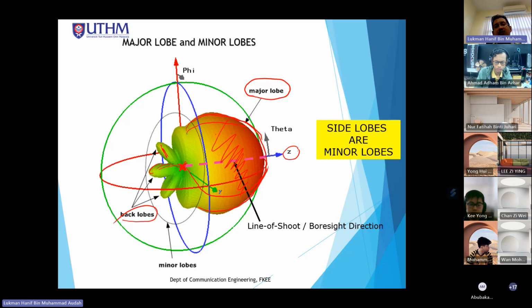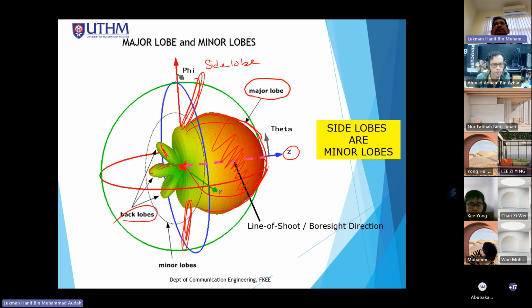And we also have what we call a side lobe. Another term is side lobes. So this is just the terminology of the radiation pattern.